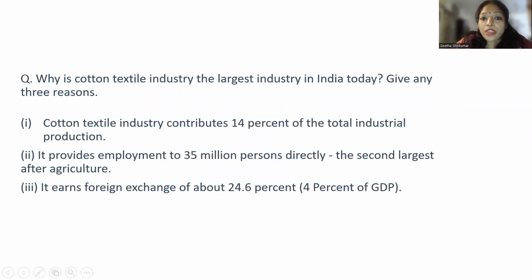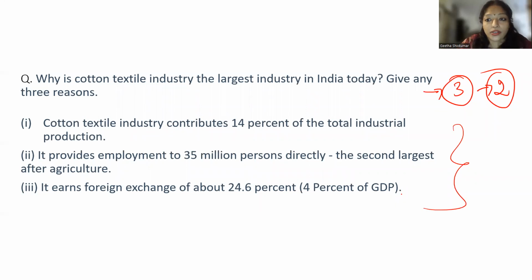Okay, the first one. Why is the cotton textile industry the largest industry in India? Give any three reasons. The question can come for 3 marks or for 2 marks. If the question comes for 2 marks, you can write 2 points. If it is a 3 marks question, you have to write all 3 points. So what are they asking? They are asking about the cotton textile industry, which is the largest in India. What are the reasons? Why?